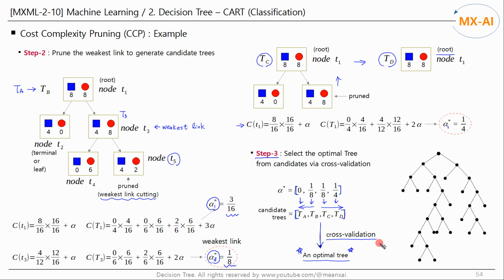Before we wrap up, there's one important point worth highlighting. In this example, we evaluated pruning at every node. But in practice, once a split is identified as the weakest link, all splits below it are automatically excluded from consideration. This means we don't need to explore every possible subtree, which significantly reduces the number of candidates and speeds up the entire process.